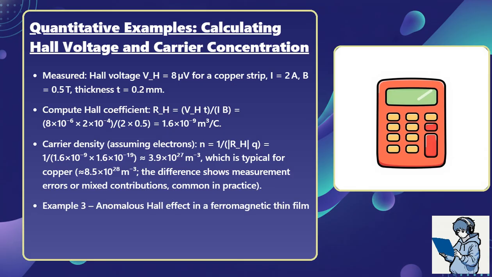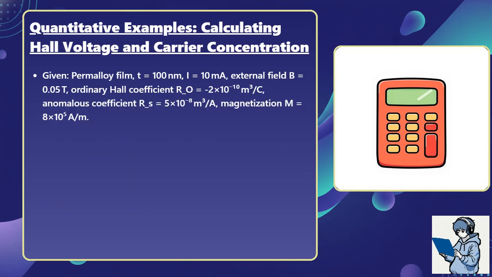Example 3. Anomalous Hall effect in a ferromagnetic thin film. Given permalloy film, thickness T equals 100 nanometers, current I equals 10 milliamps, external field B equals 0.05 Tesla, ordinary Hall coefficient R_O equals negative 2 times 10^-10 cubic meters per coulomb, anomalous coefficient R_S equals 5 times 10^-8 cubic meters per ampere, magnetization M equals 8 times 10^5 amperes per meter.